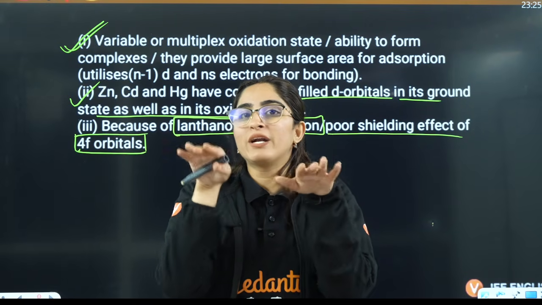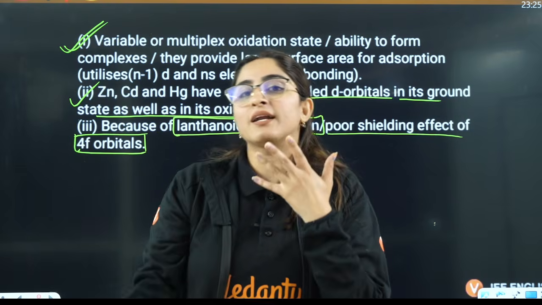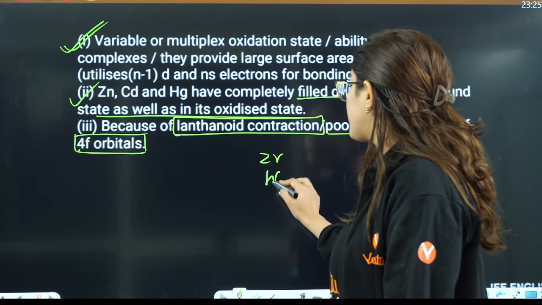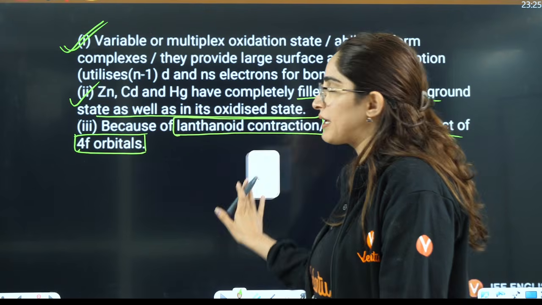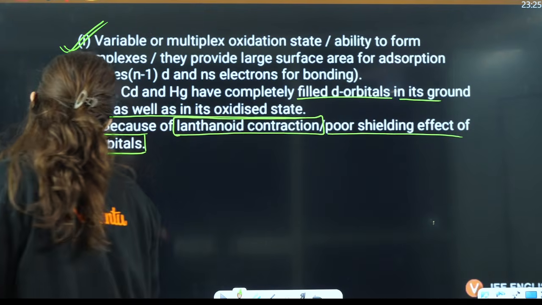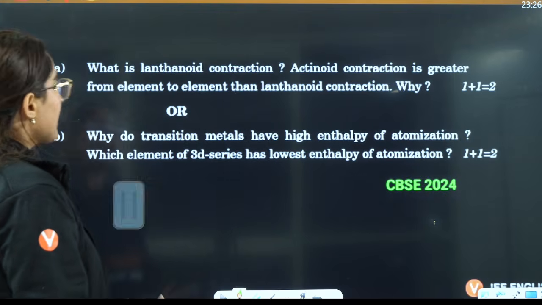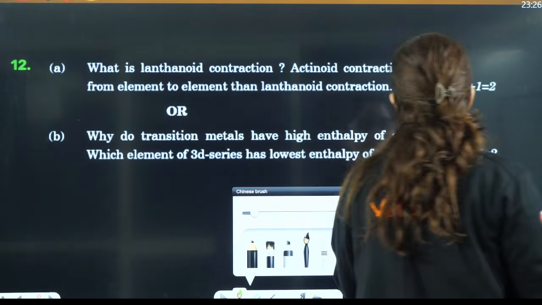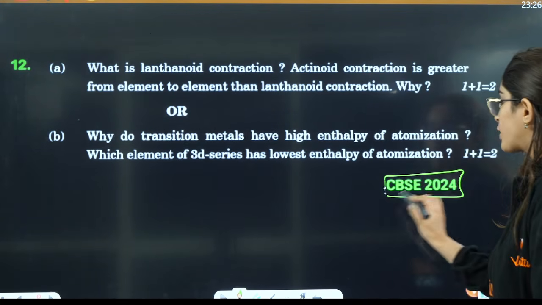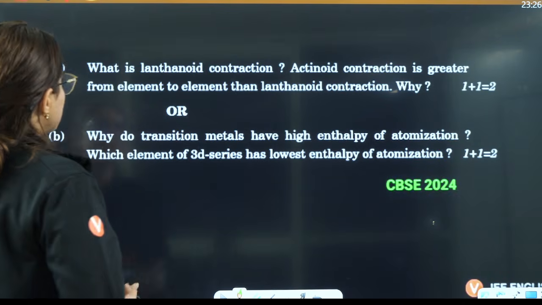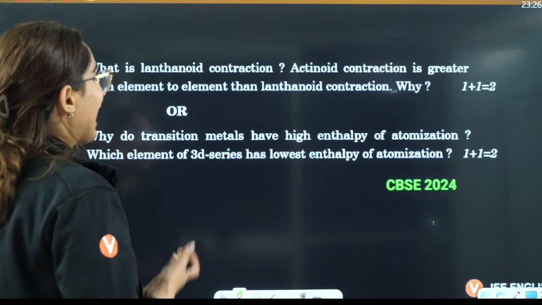That is why the 4d and 5d series have similar radii, and that is the reason zirconium and hafnium, which belong to the 4d and 5d series, have the same radii. Okay? Next question, guys, is a CBSE 2024 question: what is lanthanoid contraction, and why is actinoid contraction greater than lanthanoid?